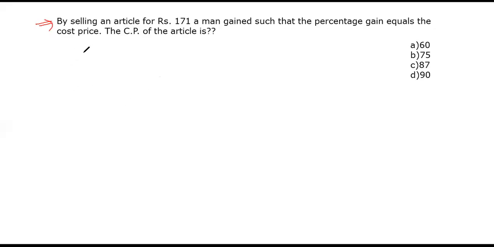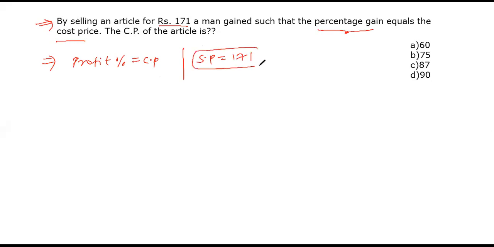Now let's solve this question on profit and loss. First of all, let me read the question for you. By selling an article for rupees 171, a man gained such that the percentage gain equals the cost price. That means percentage gain is nothing but the profit percentage. The CP of the article is? So in the question, it means that profit percentage is equal to CP numerically. And also we are given that SP equals 171.